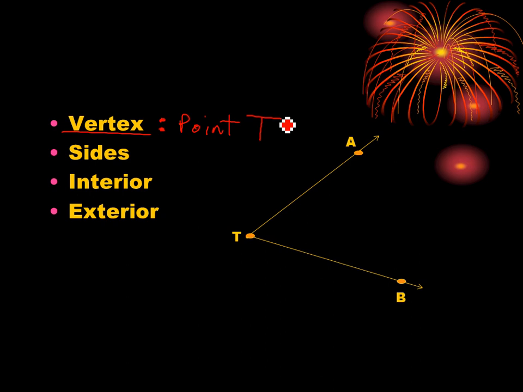How about the sides? The sides of an angle are always going to be two what? Rays. Great. Name me one of the rays that's a side of this angle. Ray TB. Make sure you're naming it with the symbol and the two letters. And what's the other ray? Ray TA.